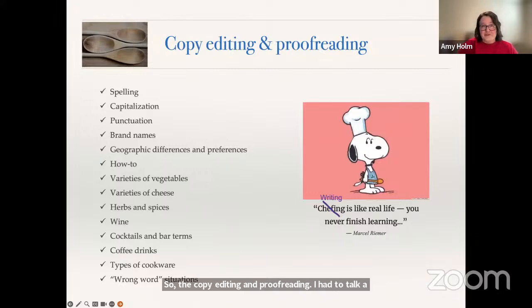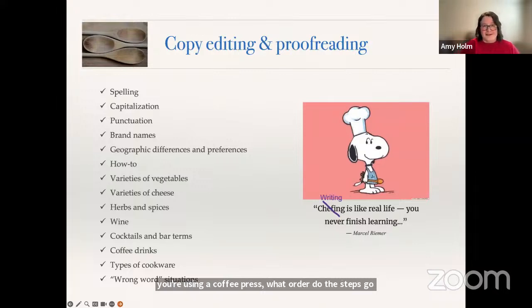This is the kind of stuff that I love to look up as part of my job as a copy editor and proofreader. And these are some of the things that come up a lot for me. Everything from just the basic spelling, capitalization, whether something's a brand name or not. Do people eat this food in a certain part of the country? How do you make this? Like when you're using a coffee press, what order do the steps go in, and at what point would you stir?